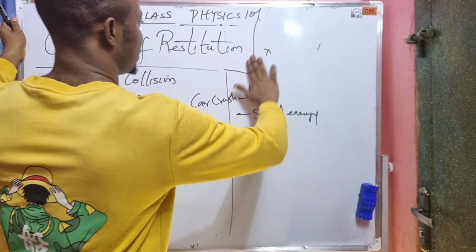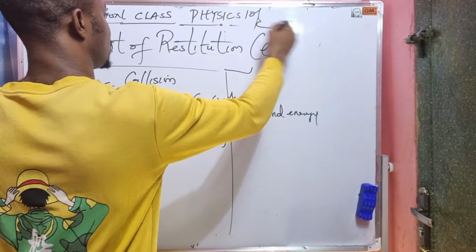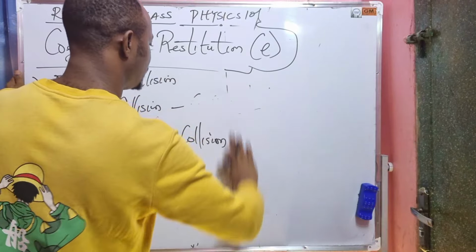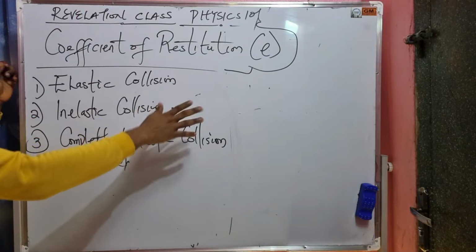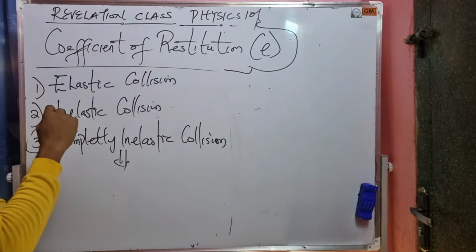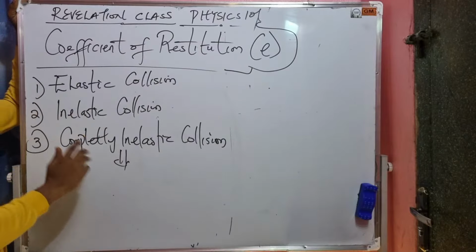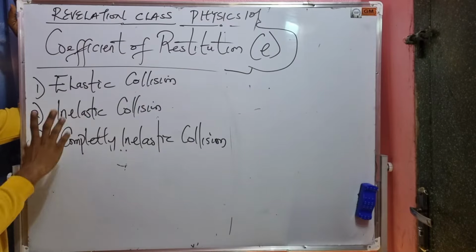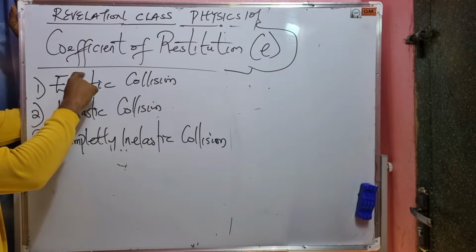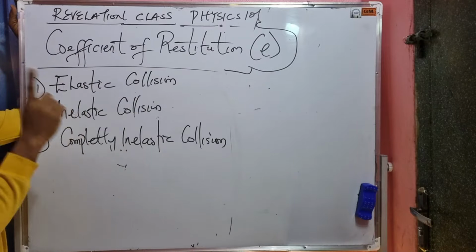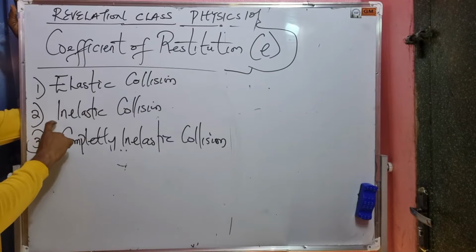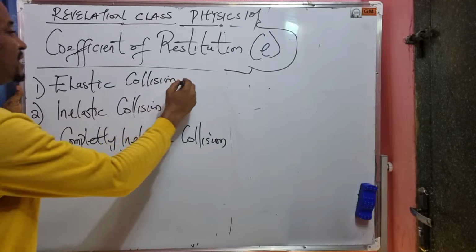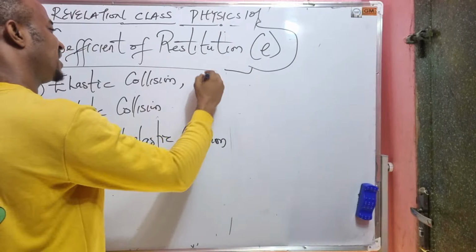Now, what then is the implication of this? How do we connect coefficient of restitution to the types of collision? If you notice, among these three types, one thing is common: momentum is conserved in all three types of collision. Momentum is not lost. The difference among them is that energy is lost. In elastic, momentum and energy are both conserved. In inelastic, momentum is conserved, but a small amount of energy is lost. In completely inelastic collision, momentum is also conserved, but a large amount of energy is lost.